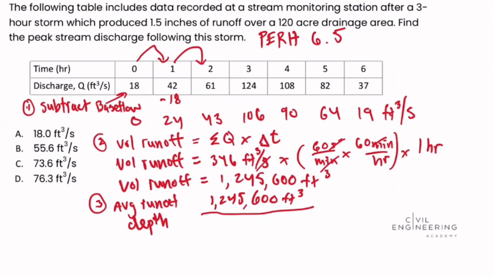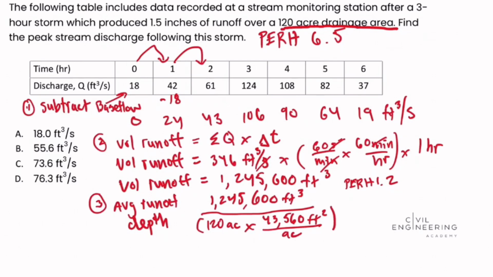Well, if we look up at the problem statement, we see that we're given the area of a 120 acre drainage area. So if we take 120 acres, and in section 1.2 of the PE reference handbook, we have our unit conversion factors, and we know that 1 acre is equal to 43,560 square feet. Again, that's from section 1.2 of the reference handbook.